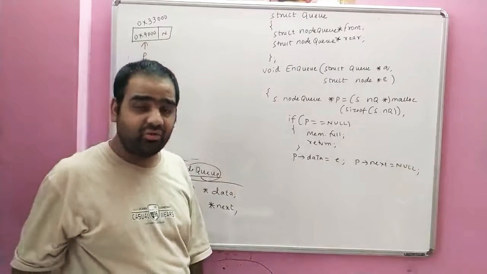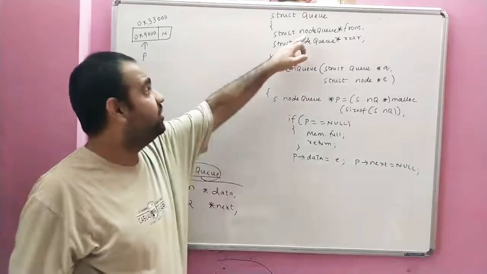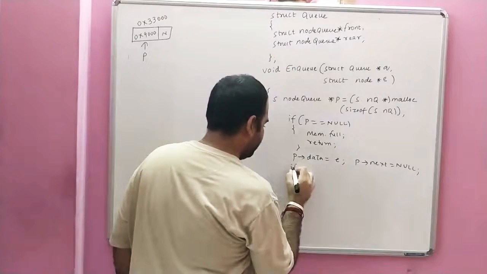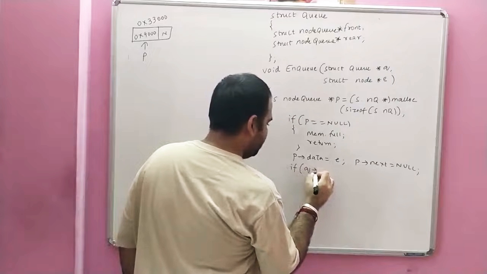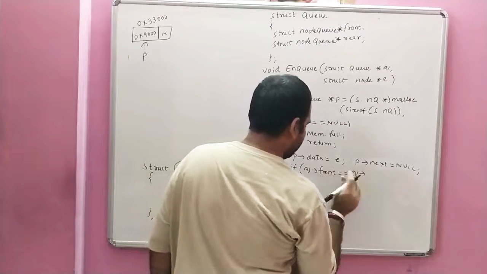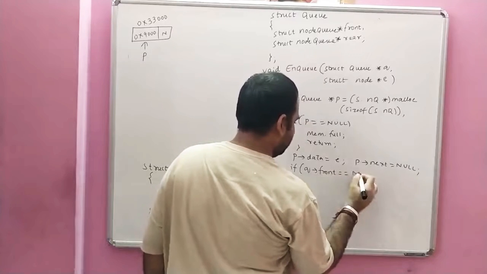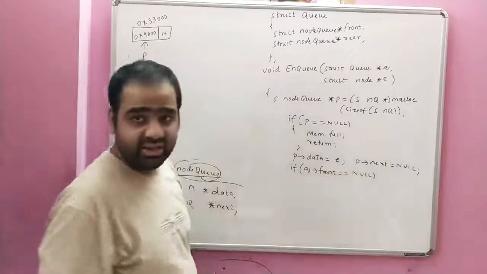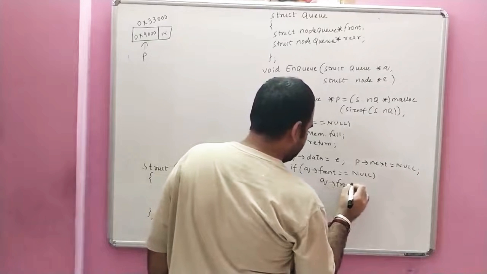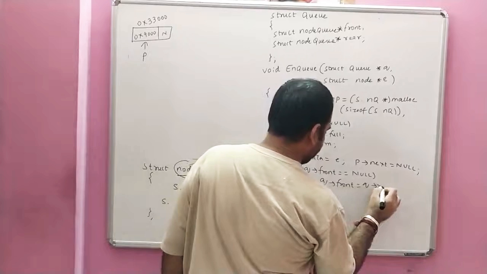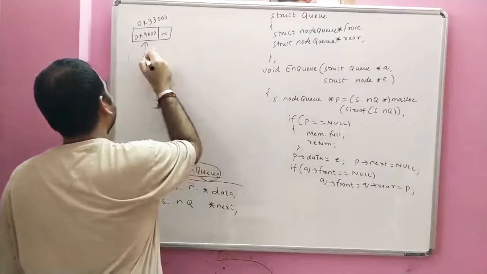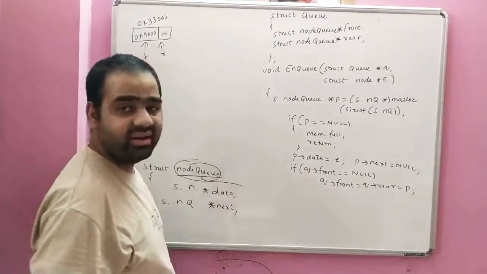Are we adding this node for the first time? Yes. How do we know if the value of front and the value of rear is what? Null. That we have to do in initQ function, and hence I write if Q arrow front is equal Q arrow rear is equal null. That means we are adding it for the first time. Then what do I write over here? Q arrow front is equal Q arrow rear is equal P. That means this becomes the front end of the queue and this becomes the rear end of the queue.